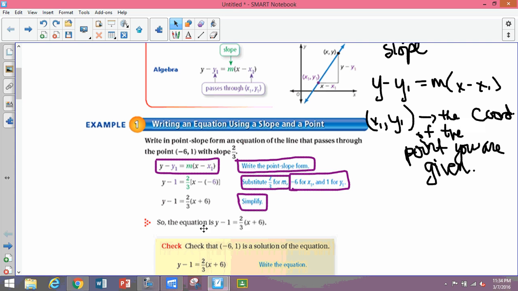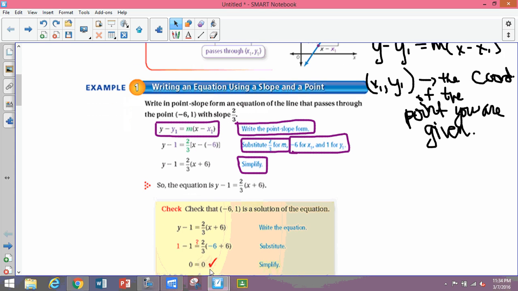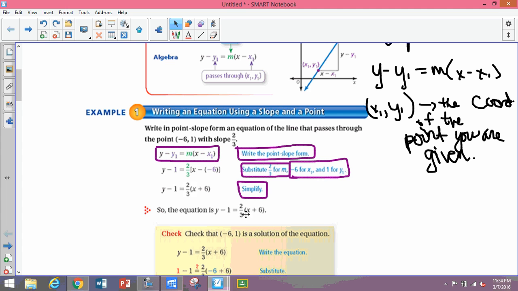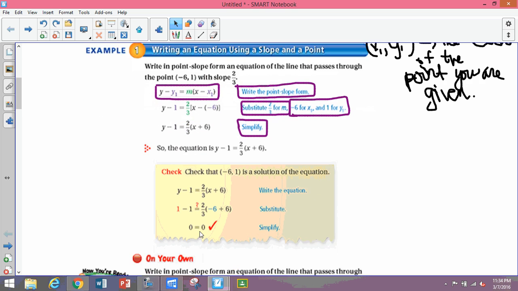I've always taken it a step further and simplified this 2/3 by distributing it. So making it y minus 1 equals 2/3 x plus, and then you'd multiply 2/3 times 6. So that becomes 12 over 3, which then would be 4. So it would be 2/3 x plus 4. That's how I have always done it, but your book does not. So unless it tells you to solve for y or to simplify it down to lowest terms, I wouldn't do that. Okay.